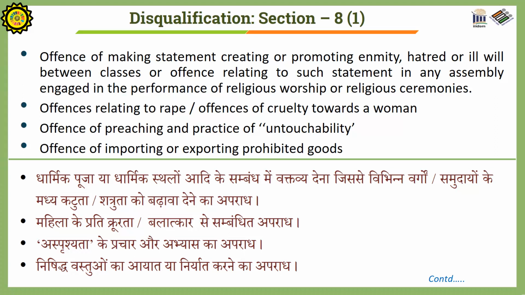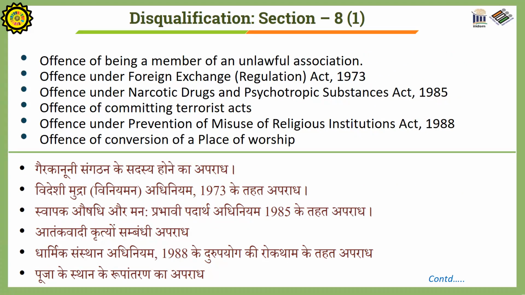Offence of importing or exporting prohibited goods. Offence of being a member of an unlawful association. Offence under Foreign Exchange Regulation Act 1973. Offence under Narcotic Drugs and Psychotropic Substances Act 1985. Offence of committing terrorist acts. Offence under Prevention of Misuse of Religious Institutions Act 1988.